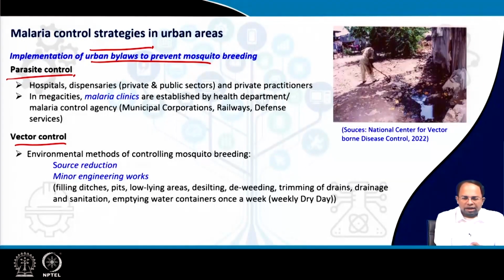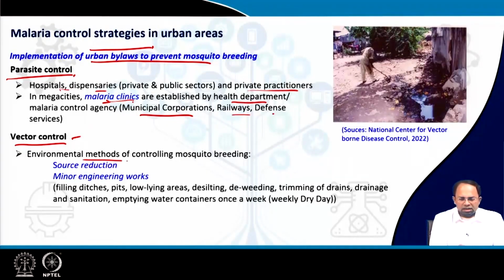Parasite control is where we have to set up our hospitals and dispensaries, and we have to have both private and public sector facilities and infrastructure to deal with the disease itself, right? Because it's control of the parasite, we set up special malaria clinics in megacities in addition to the primary health centers and so on. Usually the health department or the municipal corporation, maybe railways and defense services, can all provide treatment in different specialized clinics. Whereas vector control is where the ULB is directly involved.